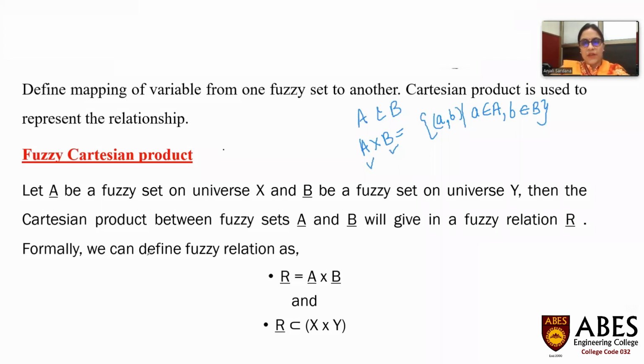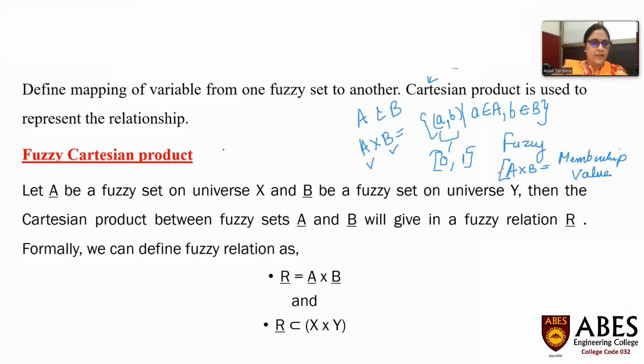In fuzzy also, we use a Cartesian product with some different notations. In crisp, we were talking in terms of the ordered pair, and the value can be 0 or 1 only. In matrix form, the values of the matrix will be either 0 or 1. If the ordered pair is present, the value will be 1, and if the ordered pair is not present, the value will be 0. But in case of fuzzy relation, we find the Cartesian product in such a way that we talk in terms of the membership value. We'll be talking about this in more detail in the next slides.